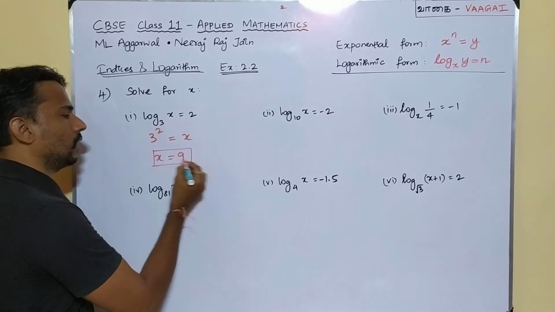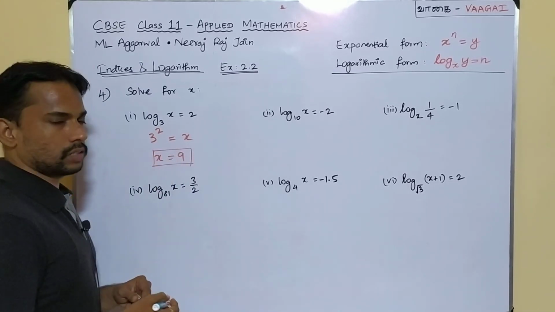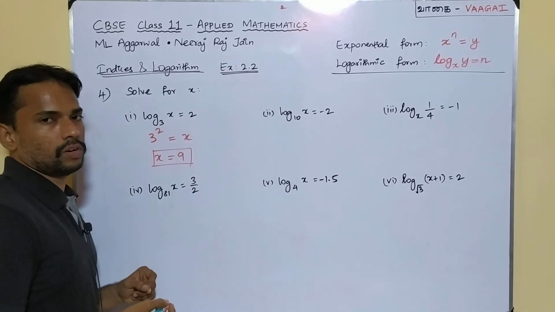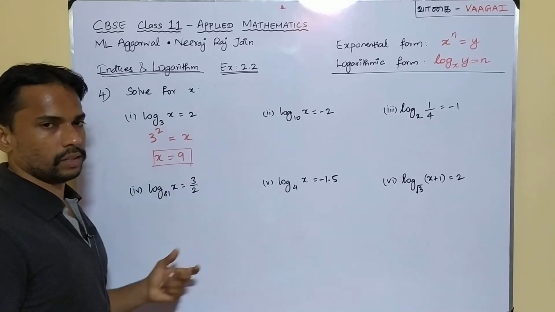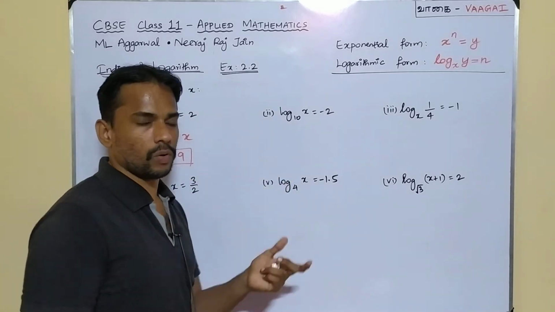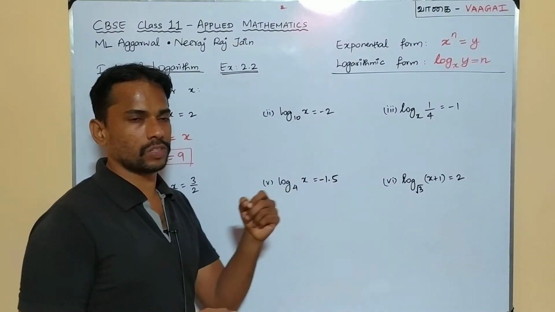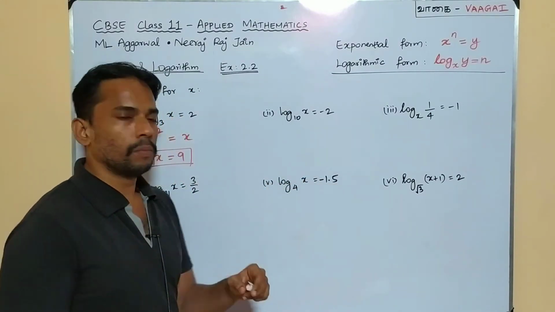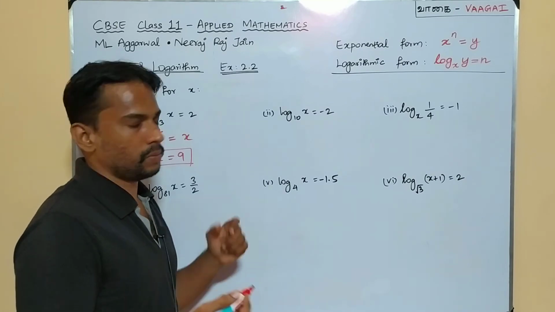Very simply we can tell the answer, right? Very easily we can tell. x is equal to 9. So for the first one, the value of x is equal to 9. That's going to be the answer. Now the same way we are going to work out all the questions, but the position of x is going to differ in each of these questions. But that doesn't matter. Our approach is going to be the same.